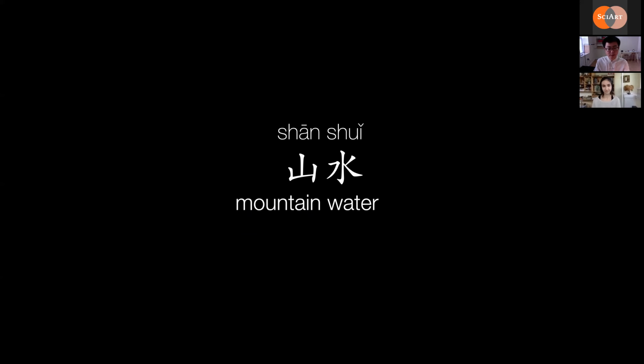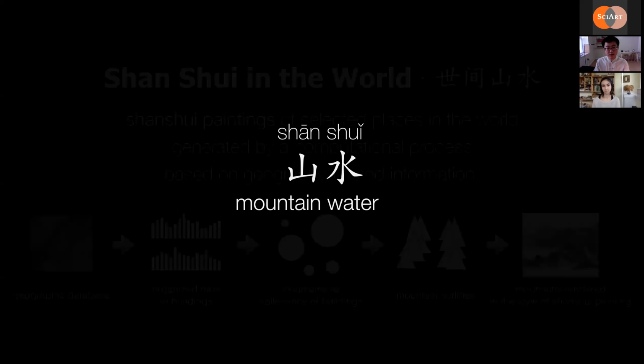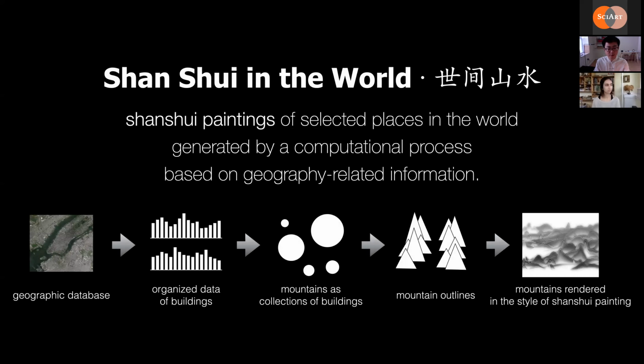The word shanshui literally translates as mountain water. It's a Chinese abstraction of natural landscapes, and it has very rich spiritual connotations. In my project, which I call Shanshui in the World, it brings this art form to the contemporary world by generating shanshui paintings based on geographical data of places such as New York City, where shanshui traditionally doesn't exist.